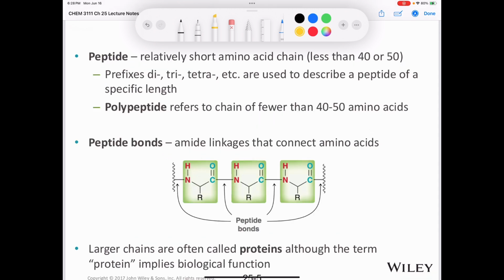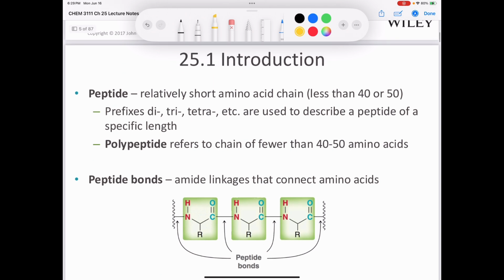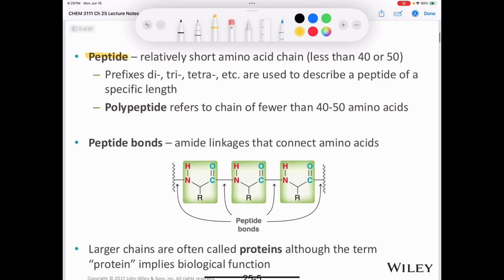Now, when you start linking the amino acids together, okay, before you get to a protein, if you have only two amino acids linked together, we would call that a peptide. So it says here, a relatively short amino acid chain, so less than 40 or 50. For example, if you have two amino acids linked together, that would be a dipeptide. If you had three linked together, it would be a tripeptide, tetrapeptide, and so on and so forth. If you get up to the 40 or 50 range, then you have a polypeptide, and then above that, you're going to have a protein.